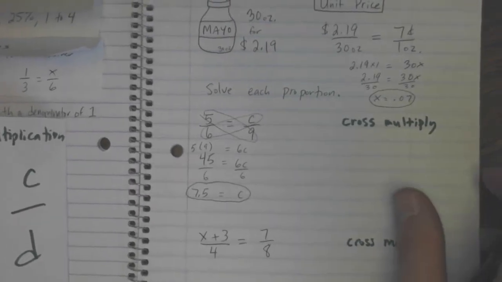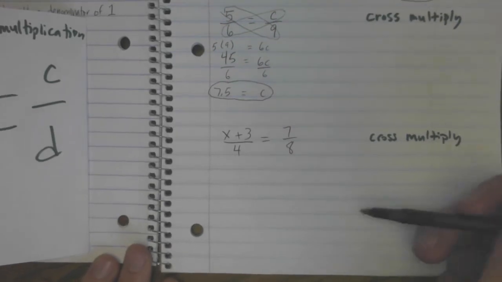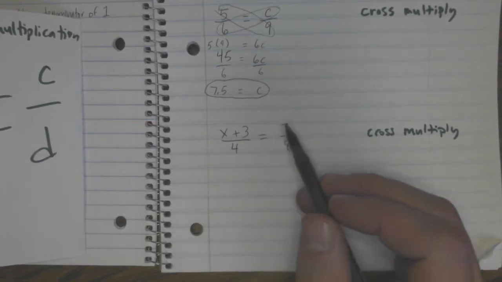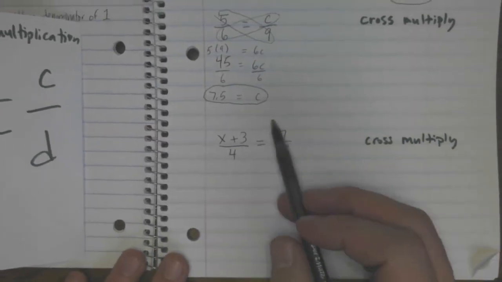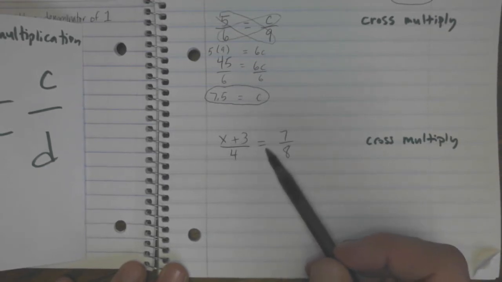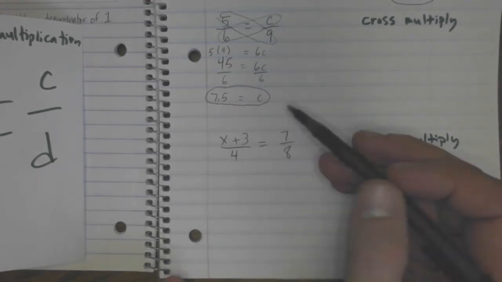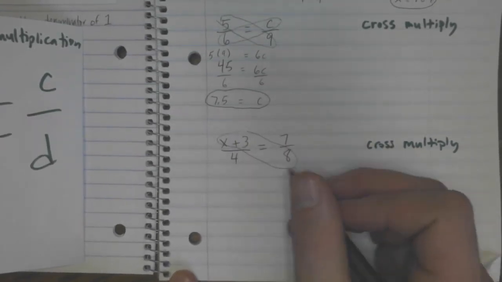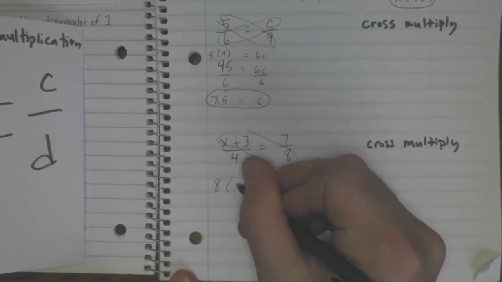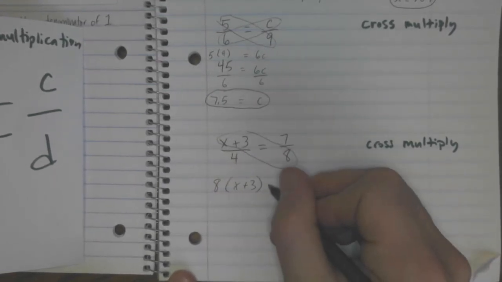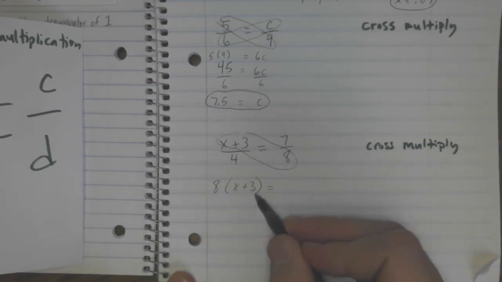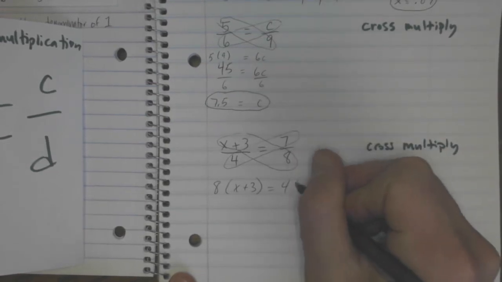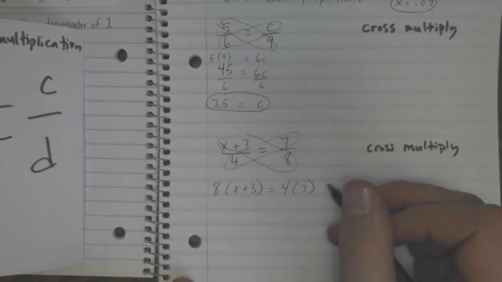Alright, and then the last problem. Now we have a variable being added to something in the numerator. But we still cross multiply. So this is a proportion. x plus 3 over 4 is equal to 7 over 8. So again, we're going to cross multiply. So x plus 3 times 8 looks like this. Eight times x plus 3. And then 4 times 7 on the other side. 4 times 7 is 28.